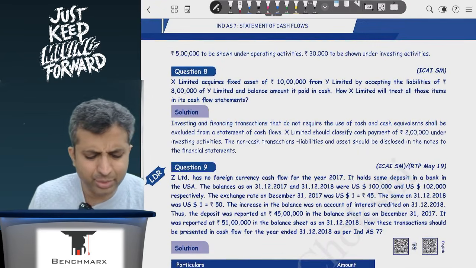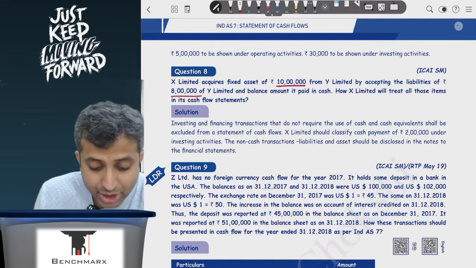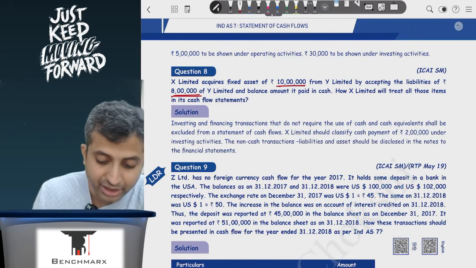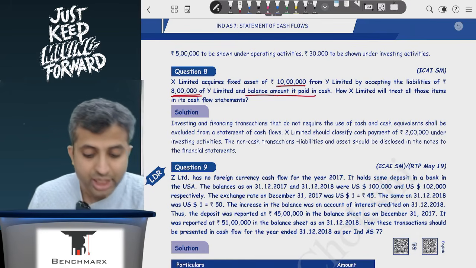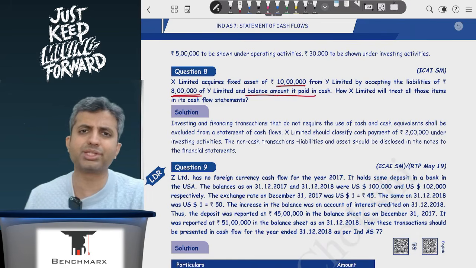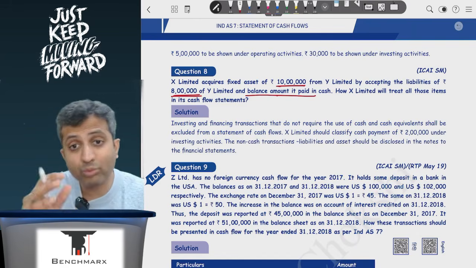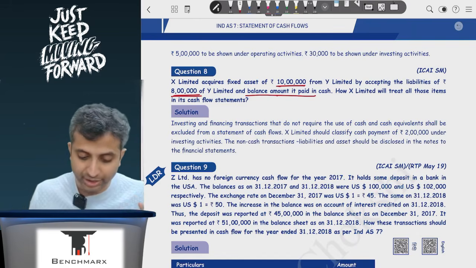Acha, this is question 8, which is on barter. You have a fixed asset of 10 lakhs, which is acquired by accepting liabilities of 8 lakhs and paying the balance amount in cash, in which case your entry is asset account debit 10 lakhs to, let us say, loan 8 lakhs, to bank 2 lakhs, in which case your investing activity will be 2 lakhs only. Whatever is the net cash, only that you will be taking.